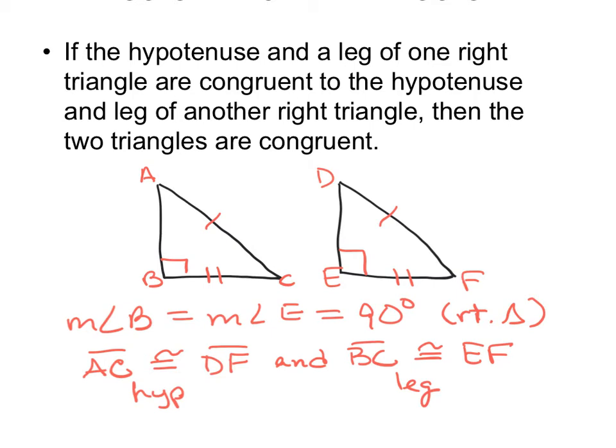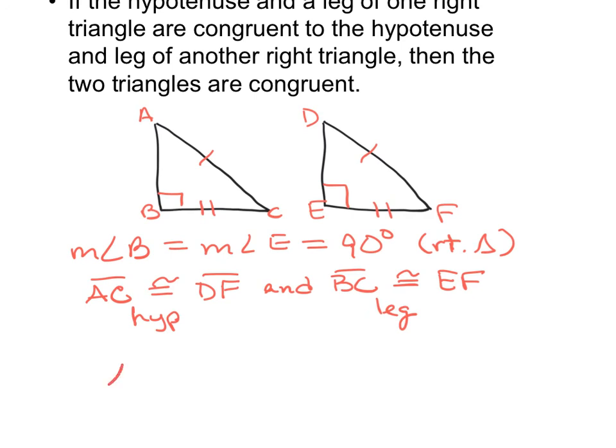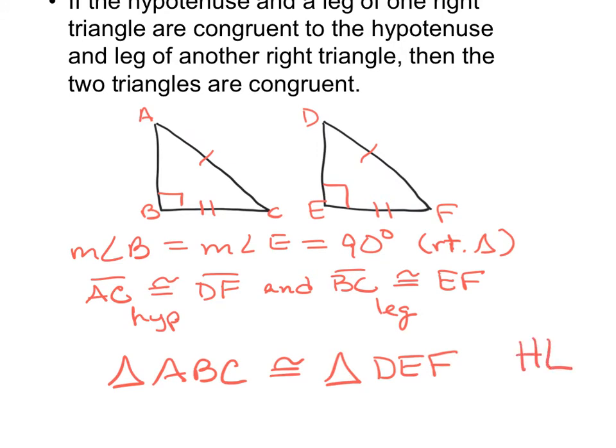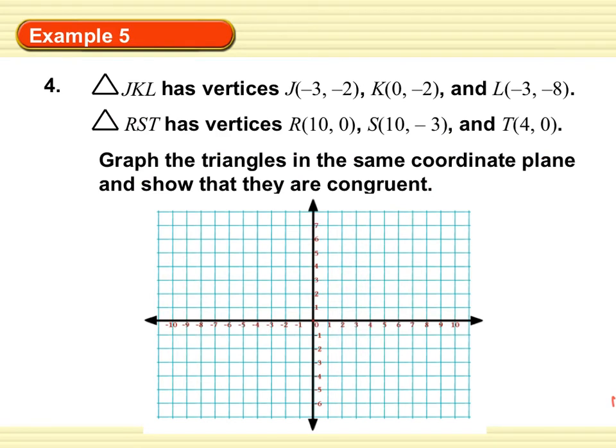So because I've shown the hypotenuses are congruent, one of the leg pairs, and that I have a right angle, I could state that triangle ABC is congruent to triangle DEF by hypotenuse leg. Okay, so let's go ahead and continue on.